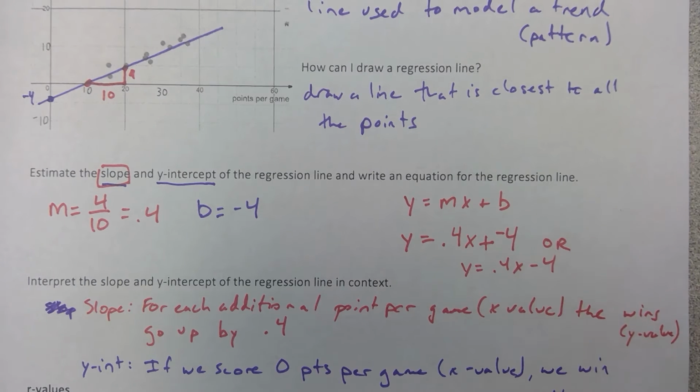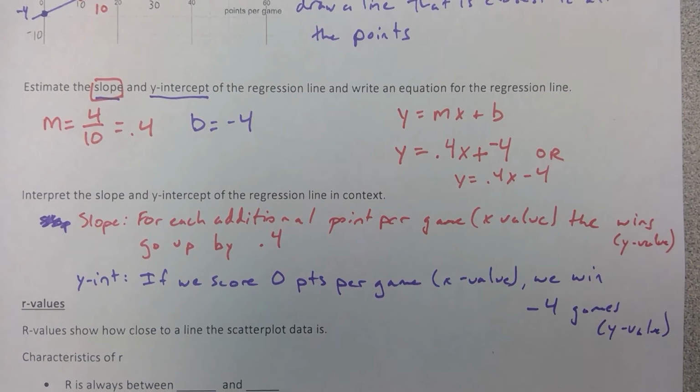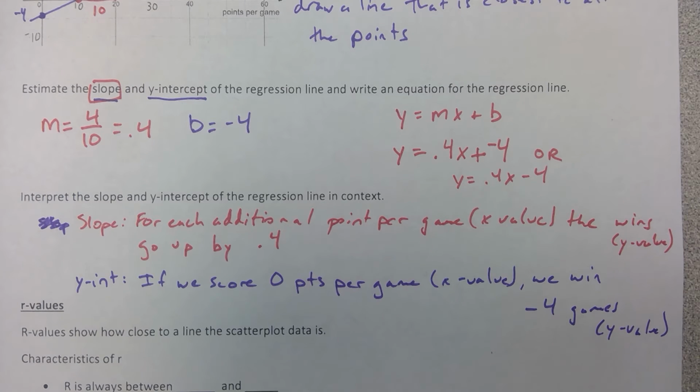Oh, we're going off the screen. All right, that's my y value. Now, obviously, that y-intercept doesn't make sense. And if you take a higher level statistics course, you'll discuss more about why we need to have that -4 games there, but also why it doesn't make sense. All right, so there's our regression line.